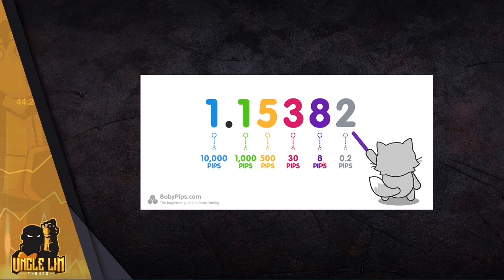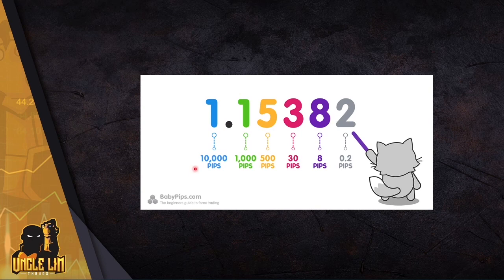So to know which one is pips, we start from the last number. This is 0 point something pips. For example, this is 2, 0.2 pips. And the next number is pips. And then the next is tenth of pips. For example, this is 3, 30 pips. And then the next number is hundredth of pips. So for example, this is 5, this is 500 pips. And the next number is thousands of pips. And the next number is tenth of thousand of pips.